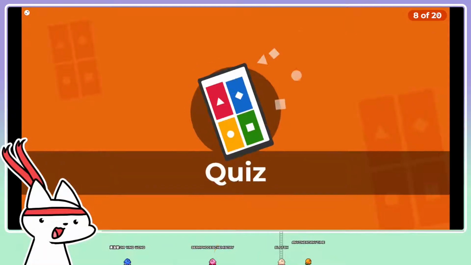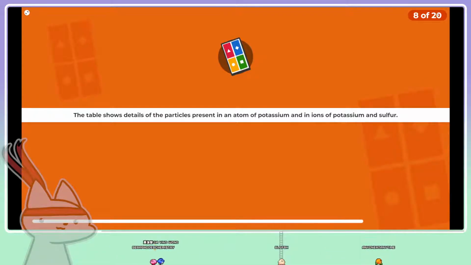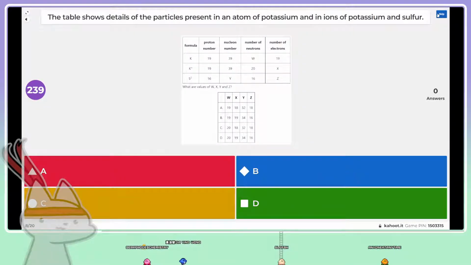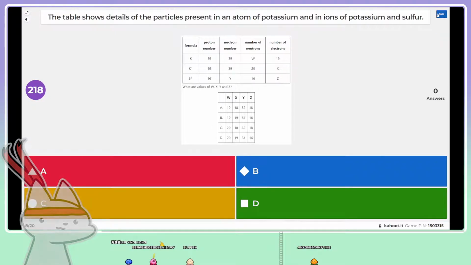Okay, moving on. The table shows the details of particles present in an atom of potassium, and in ions of potassium and sulfur. Okay, so potassium, potassium ion, and sulfur. So K, K plus, and S2 minus.